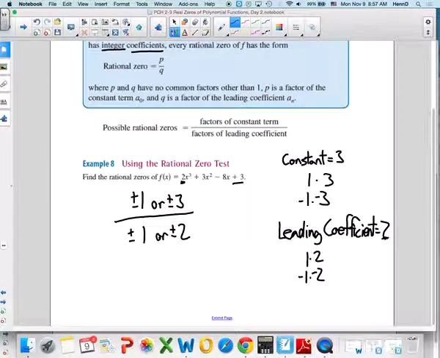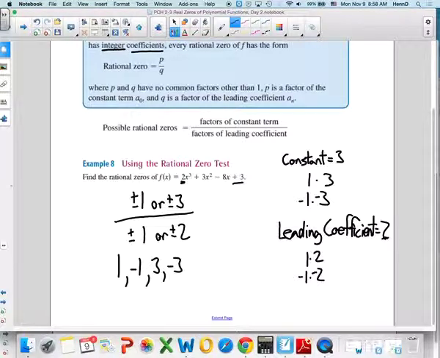So I could have a positive 1 over 1, right? 1 over 1 would be 1. I could have a negative 1 over 1. So that would give me negative 1, right? I could also have a positive 3 over 1. So that would give me 3. Or I could have a negative 3 over 1. So negative 3. Okay? I could also have all 4 of these possibilities in the numerator over positive 2.